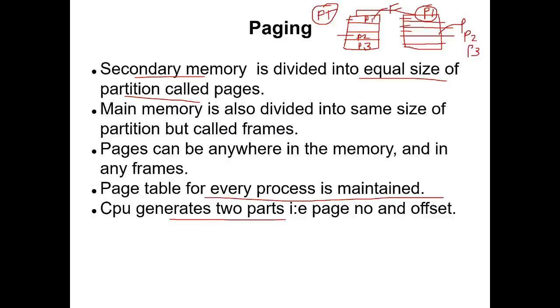The CPU generates two parts: page number and offset. In contiguous memory allocation we have seen that the CPU generates only one address, that is, the instruction number which it wants to execute. Now the CPU generates two parts, the page number and the offset, and it creates the logical address. Then that logical address will be translated into a physical address for execution.